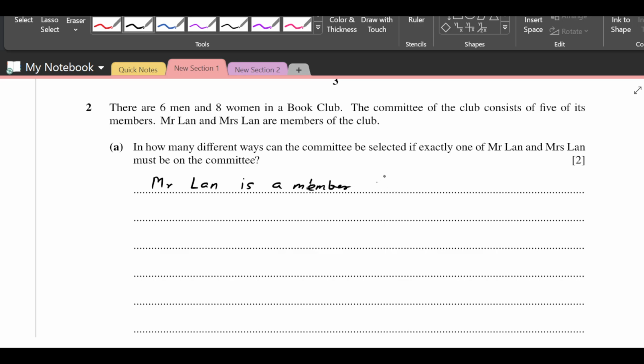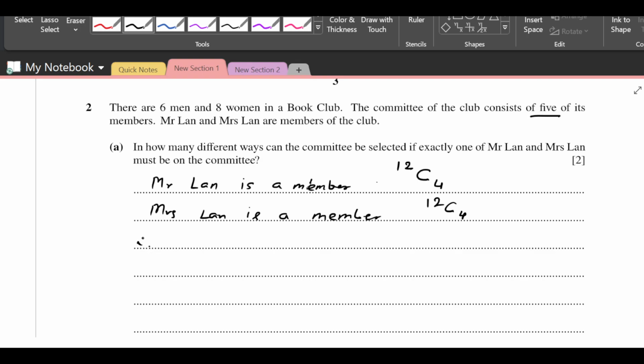So if Mr. Lan is a member, then from the remaining 12 members I have to select, since the committee of the club consists of 5, I have to select 4. Similarly, if Mrs. Lan is a member, then also the number of selections will be 12C4 only.